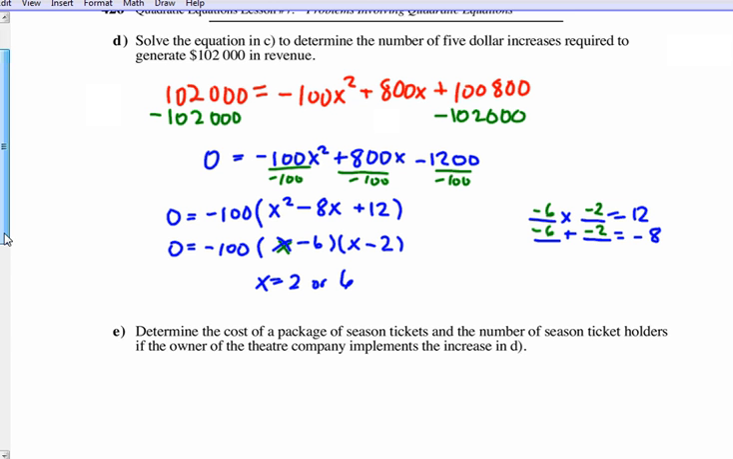4. How do you get halfway between two numbers? Add them together and divide by 2. So we know 4 increases actually should be our best, right? Because our graph is symmetrical. So 2 increases or 6 increases will give you that revenue of $102,000.